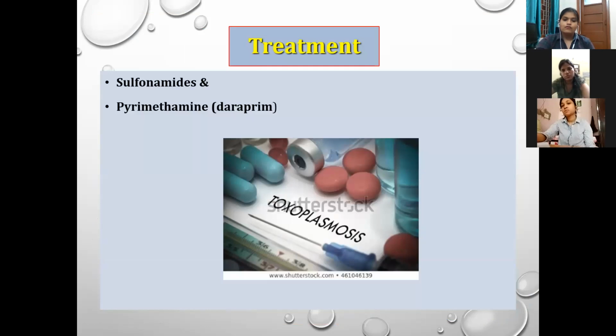Now you can go for treatment by using sulfonamide or pyrimethamine drugs. These are the drugs which are effective against toxoplasmosis.